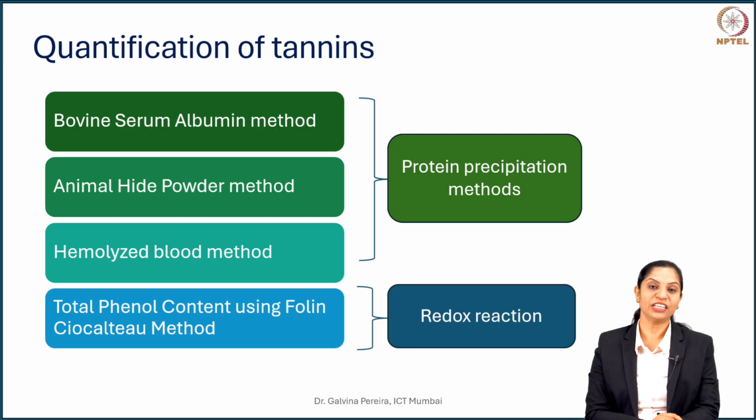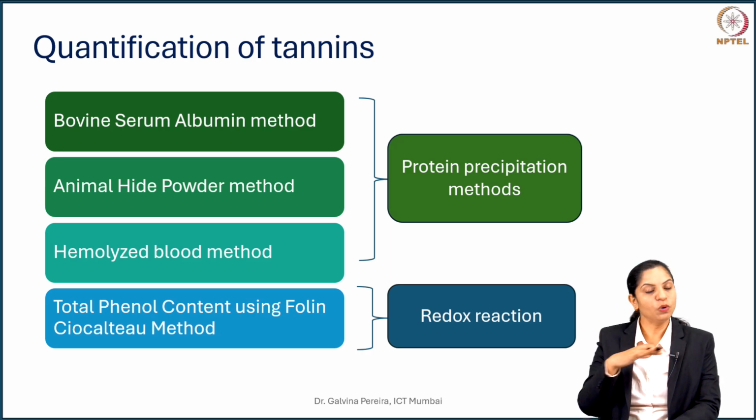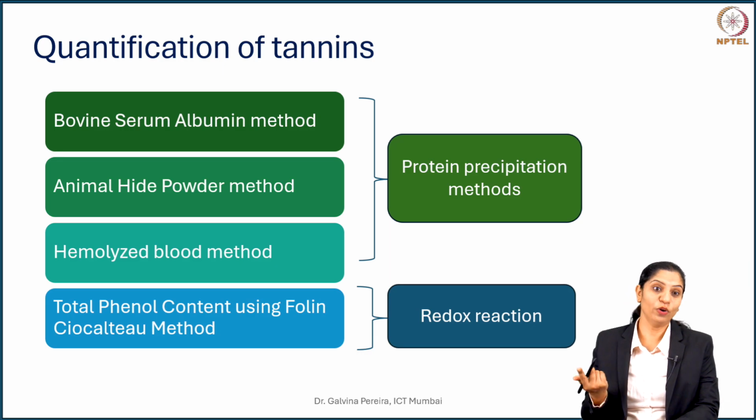So this quantification can be done by a non-specific method. Non-specific methods are the methods that are going to do a blanket analysis of all the tannins. So these non-specific methods include your hemolyzed blood method, bovine serum albumin method, animal hide powder method, as well as total phenol content method using Folin-Ciocalteu. So what are these methods?